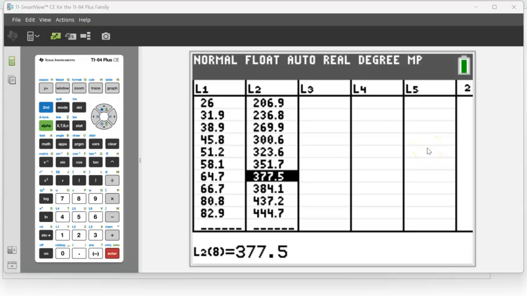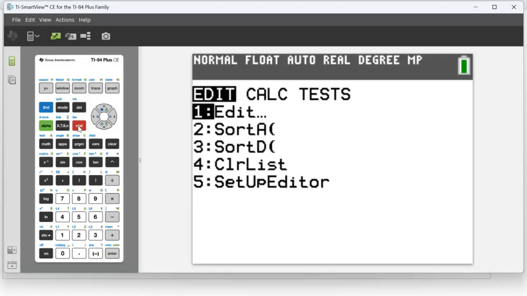Now, I've gone ahead and gotten all of those numbers entered in. Whenever you do, I encourage you to go back through and double check and make sure that they're all entered correctly. Now that they've been confirmed to all be in here correctly, what you would do from here is hit the stat button right here.